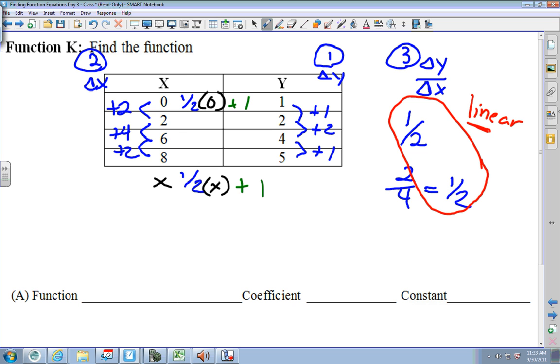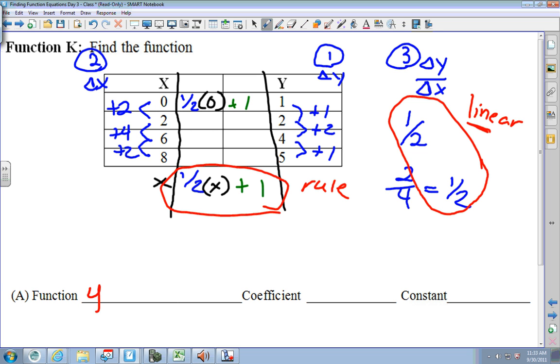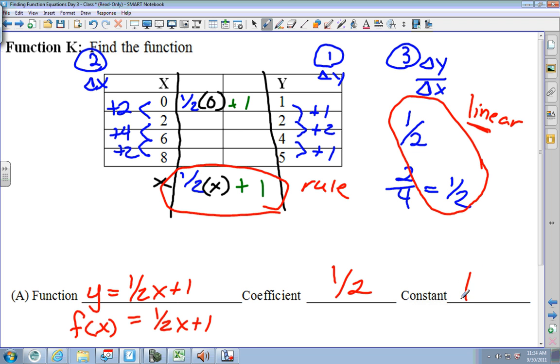Now, if I drew in these lines right here, that might help some of y'all. What is this called again? This right here, it's called the rule. If I write the equation, y equals 1/2 x plus 1. Function, f of x equals 1/2 x plus 1. Coefficient, what number is a coefficient? 1/2. The constant is 1.